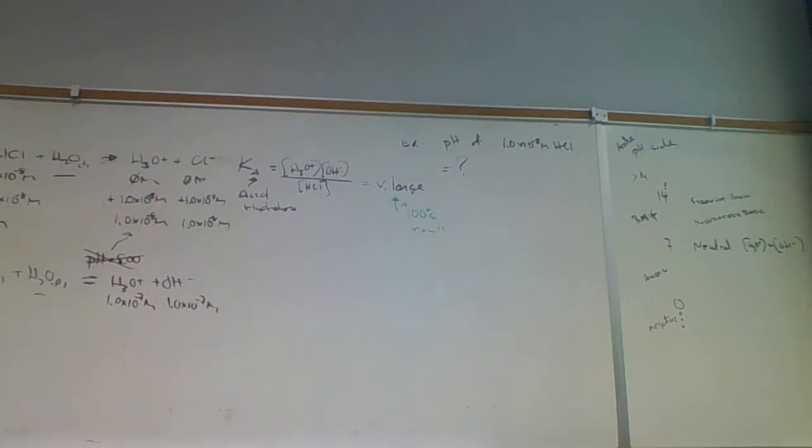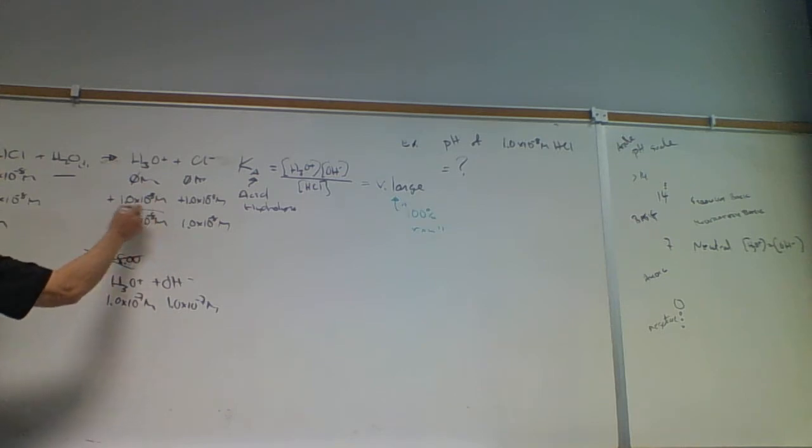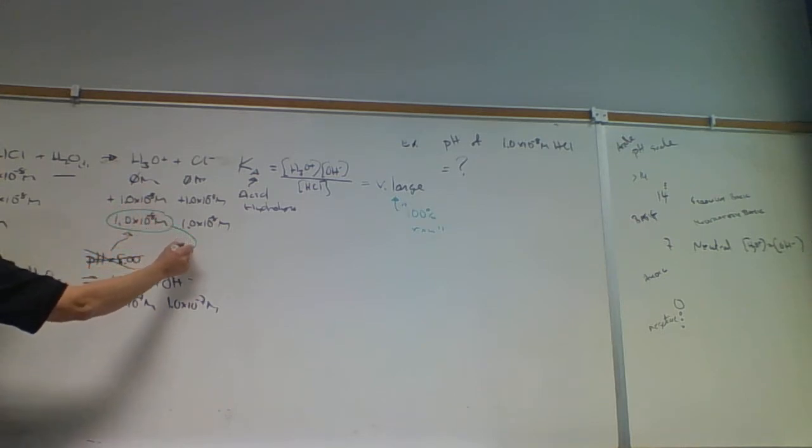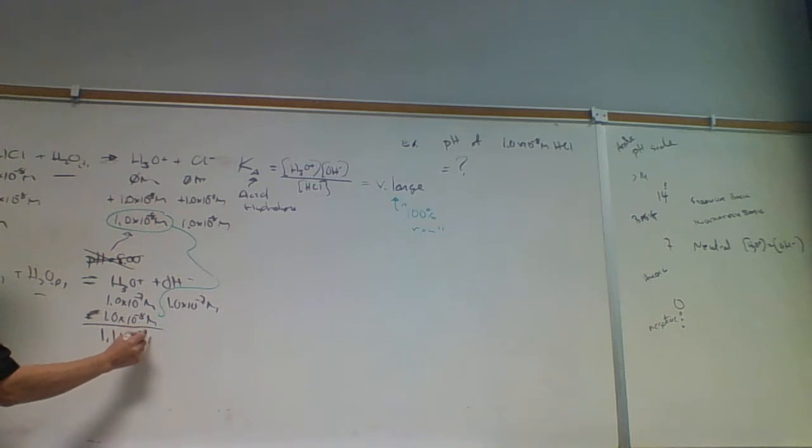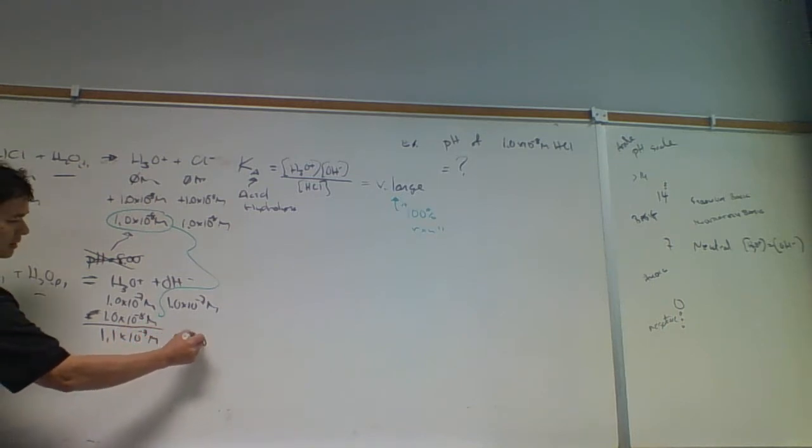And then what I do is I perturb this, because the hydronium just changed. And so I'm going to perturb this by doing this. Do you see this hydronium here that I generated in this first step? I'm going to add that down here. And so now I'm going to have some additional hydronium in here. And so this is going to be plus 1.0 times 10 to the minus 8 molar. And so what I'm going to end up with is a new initial. Here, the new initial is going to be 1.1 times 10 to the minus 7 molar. And this is going to be 1.0 times 10 to the minus 7 molar.